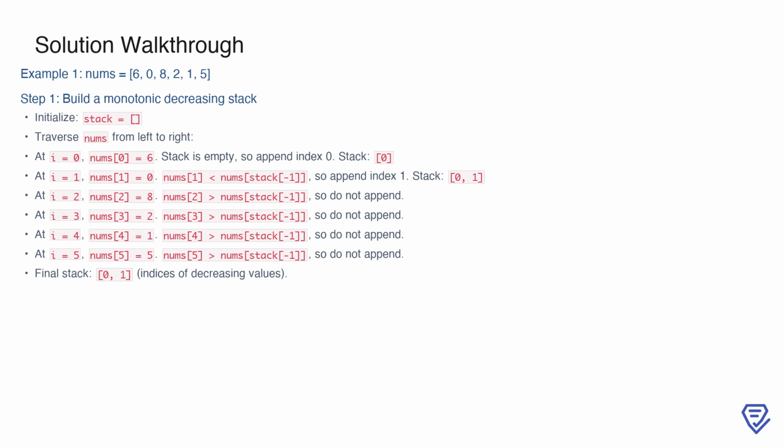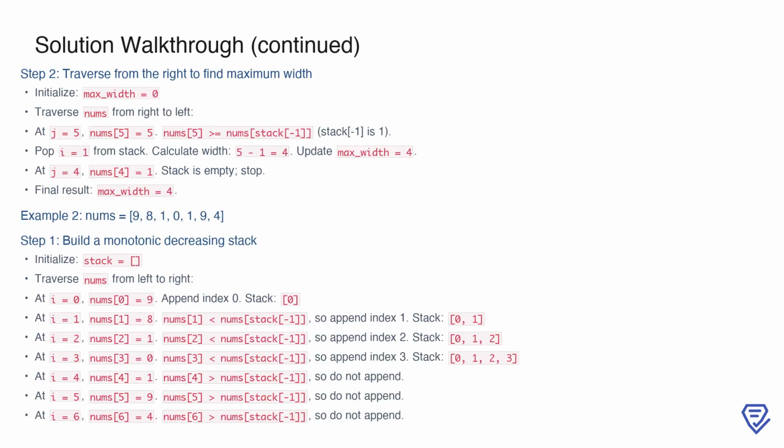Next, we traverse nums from right to left to determine the maximum width ramp, which is the largest difference between indices i and j such that nums[i] is less than or equal to nums[j]. We initialize max_width as 0. Starting at index 5, the value is 5. This value is greater than or equal to nums at the top of the stack, which corresponds to index 1. We pop index 1 from the stack, calculate the width as 5 minus 1 is equal to 4, and update max_width to 4. At index 4, the value is 1. Since the stack is now empty, we stop the traversal. The final result for this example is a maximum width ramp of 4.